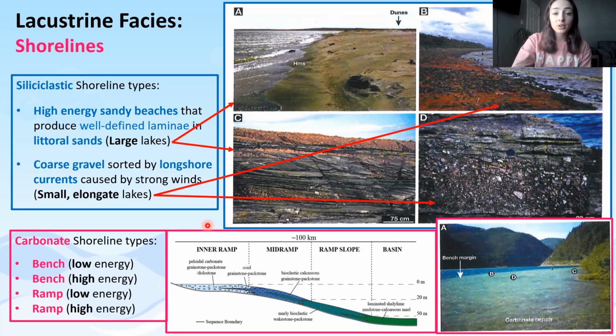Carbonate shorelines can form when a shallow bench or ramp environment provides the perfect conditions for carbonate precipitation. Shown here in the pictures, we have an example of a bench type carbonate shoreline, which is typically a large shallow area that cuts off more abruptly than a ramp type carbonate shoreline. And this shallow carbonate bench can either be high or low energy, which causes different types of carbonate precipitation. For example, high energy carbonate bench environments could cause ooid formation, whereas low energy carbonate bench environments can cause more carbonate mud precipitation and accumulation, etc.